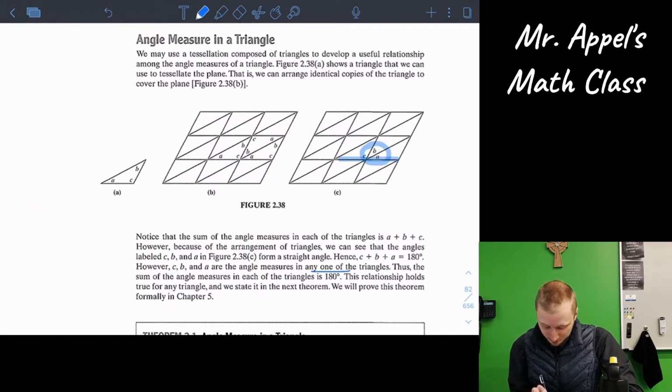Thus, the sum of the angle measures in each of the triangles is 180 degrees. This relationship holds true for any triangle, and we state it in the next theorem. We will prove this theorem formally in Chapter 5.